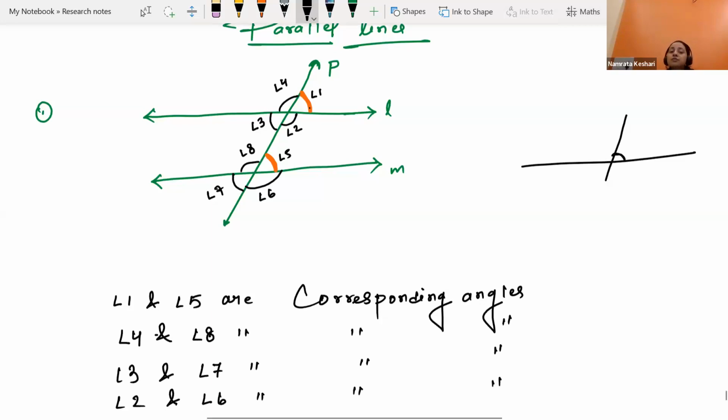Now, this pair of angles is called corresponding angles. Now it will be equal.